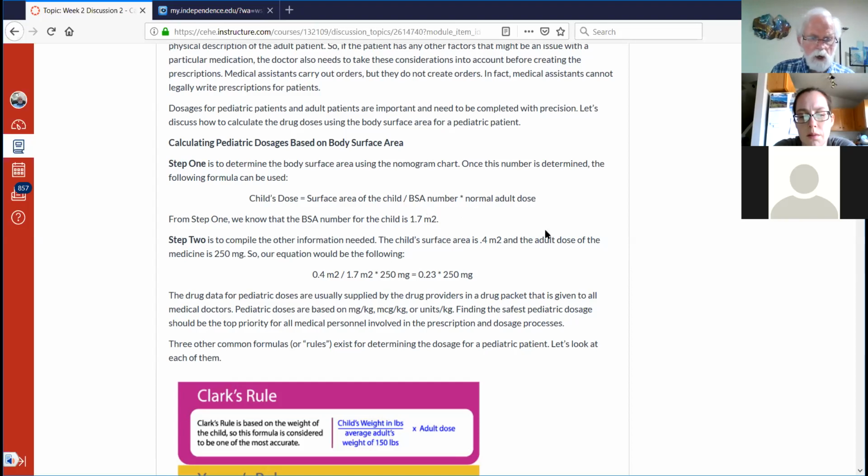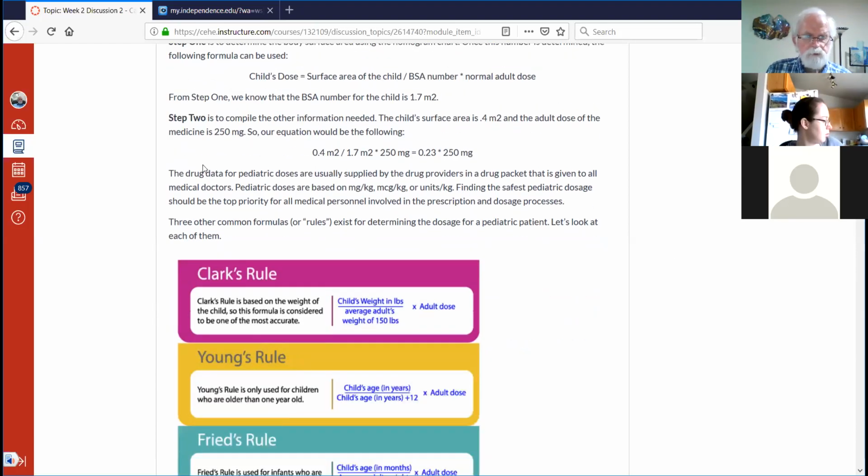So we are going to be looking at those calculations. There are many drugs now. We've learned, I think, the hard way, that many drugs need to have some dosing information for pediatric patients.